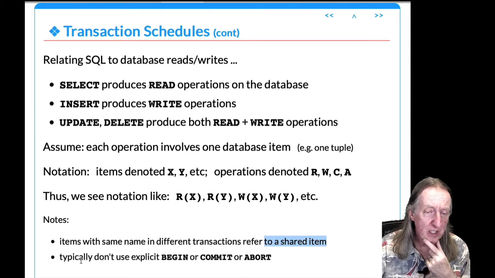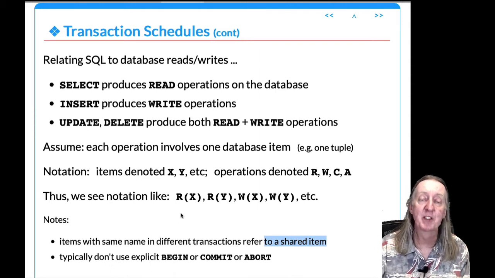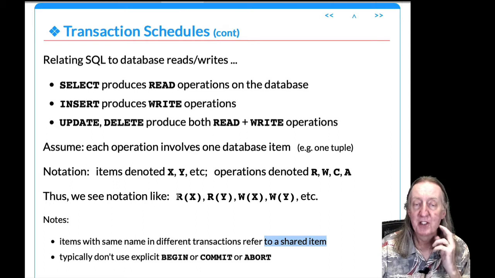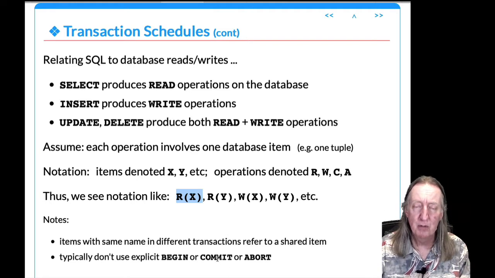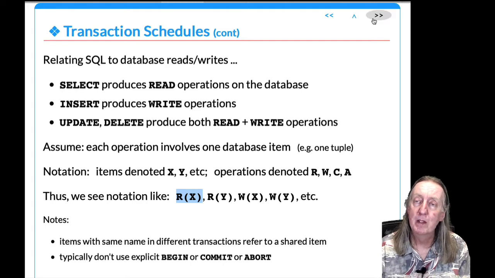The other thing is that we don't usually mention begin, we just assume begin happens and then the first read or write operation occurs. So we kind of count the start of a transaction as the first operation that occurs. And similarly for commit or abort, we don't tend to write them explicitly unless we're actually talking about the effect of the commit or the abort.